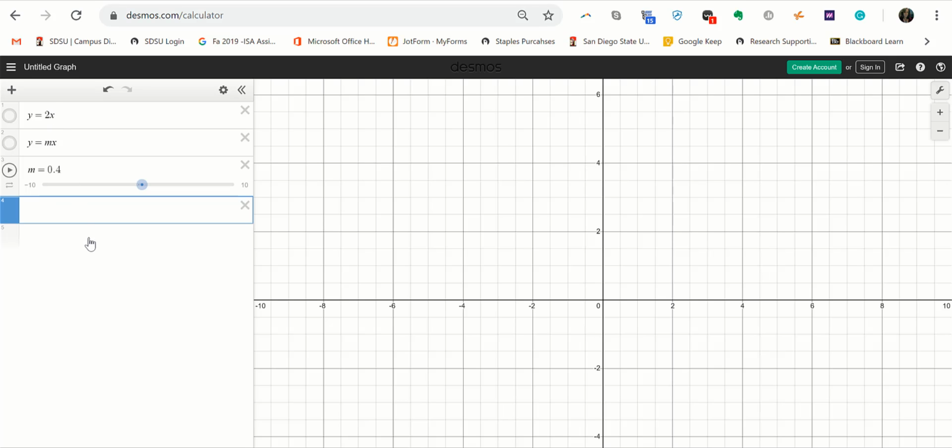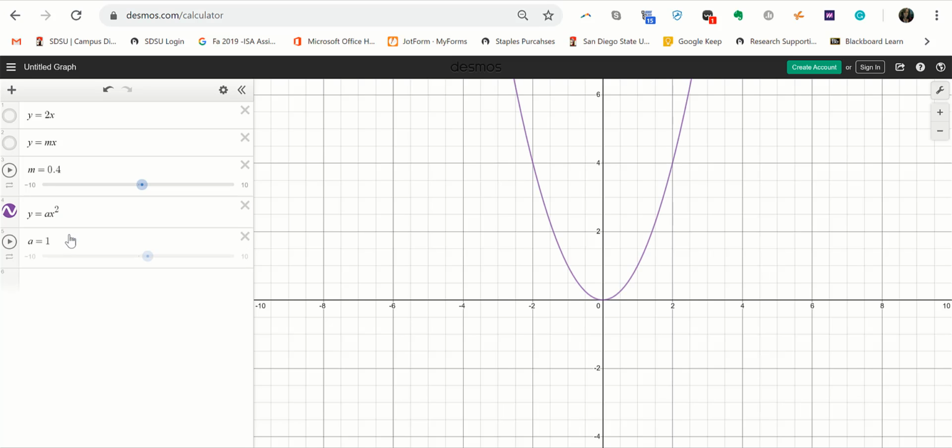Suppose that you wanted to show a parabola. You can just say y equals ax squared. Now that's asking me, do I want a slider for a? Well, yes, I do. Thank you. So again, you can just move this around, but wow, why? So say, for example, what's happening? It looks like it's getting fatter as I move this to smaller and smaller numbers, right?